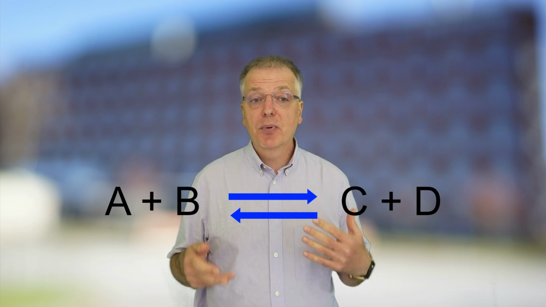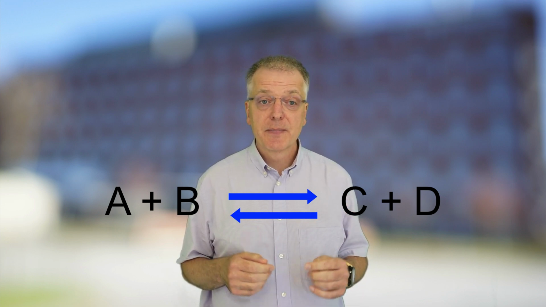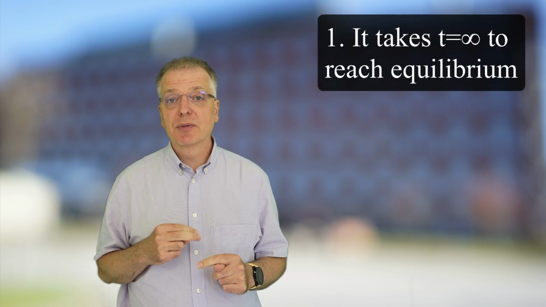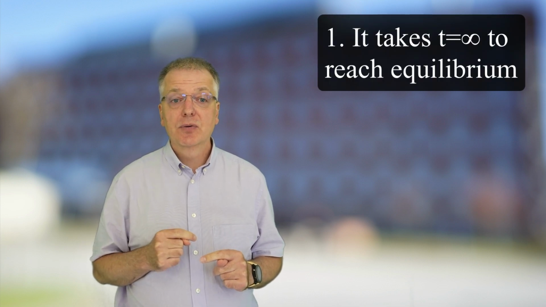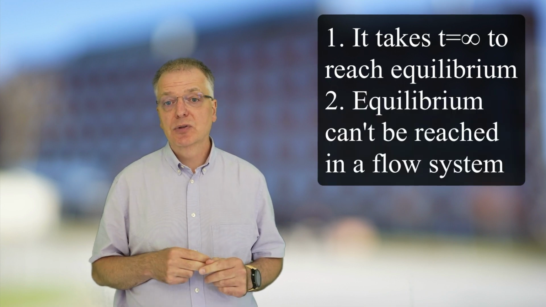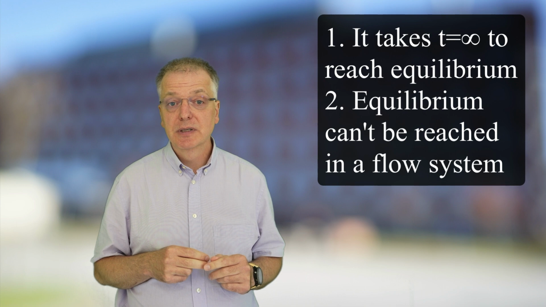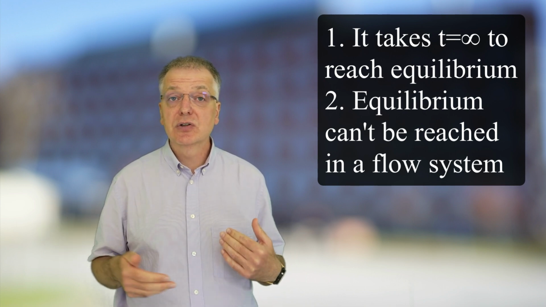As the system approaches equilibrium, the net reaction rate diminishes. If we are theoretically strict about our reasoning, we can draw two conclusions from this. 1. It takes an infinite time to reach equilibrium. 2. It is impossible to reach equilibrium in a flow system, since the inflow of new material continuously disturbs the system.